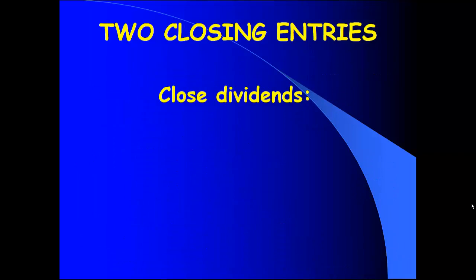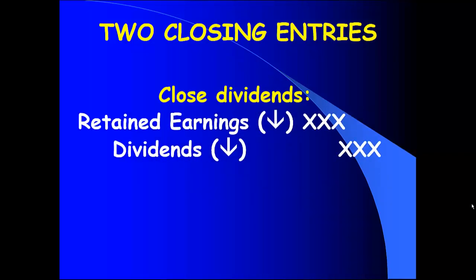My second entry is simpler. It's simply to close dividends. Dividends have a debit balance, so to close out dividends, I'm going to have to credit them to get them down to 0. And the other part of that entry then is a debit to retained earnings. Debiting retained earnings makes this capital account go down. Well, paying dividends made the net worth of my business also go down.